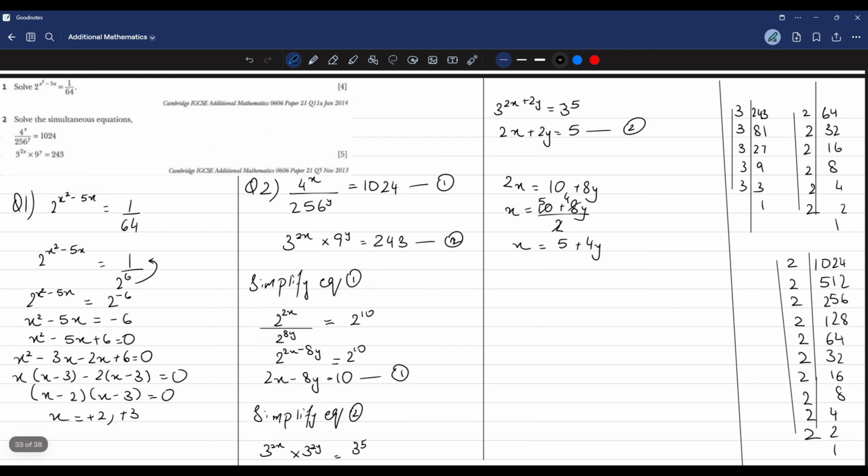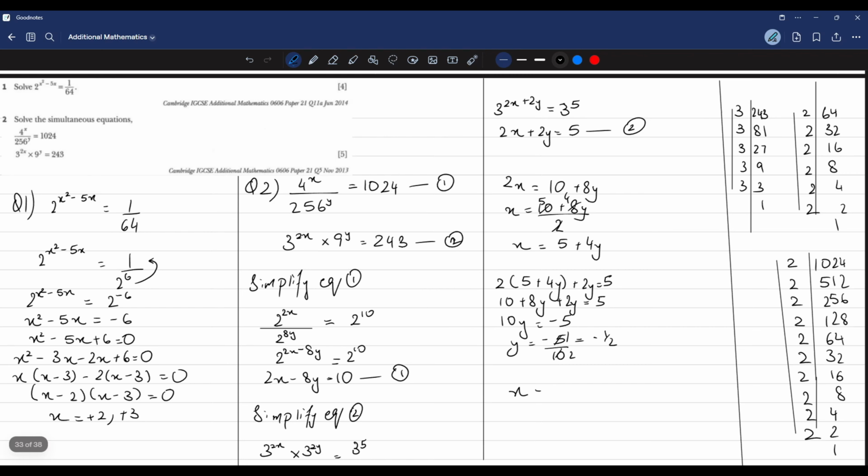Now put this into the other equation, we get 2 multiplied by 5 plus 4y, plus 2y equals 5. 10 plus 8y plus 2y is equal to 5. 10y is equal to 5 minus 10, which is negative 5, and y is equal to negative 5 over 10, and that is going to be negative 1 over 2.